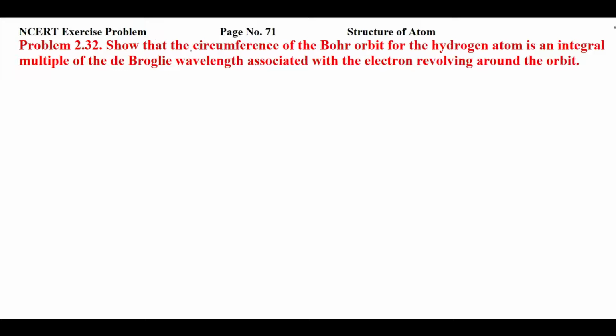In this question, you have to show that the circumference of Bohr's orbit for hydrogen atom is an integral multiple. That means this integer can be 1, 2, 3, 4 and so on, right? Is an integral multiple of the de Broglie wavelength associated with the electron revolving around the orbit, right? So for this question, we will compare two expressions. First of all, I'll take Bohr's angular momentum, right?